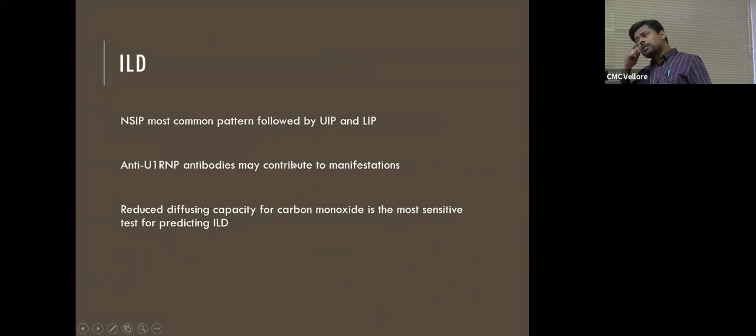So what is the commonest pattern in ILD? Non-specific interstitial pneumonitis is the commonest pattern, followed by UIP and LIP. This is true for most CTDs except rheumatoid arthritis. All other CTDs will have NSIP as the most common pattern. Anti-U1RNP may contribute to the manifestations, but it's not proven. And reduced DLCO is the most sensitive marker to predict that somebody is going to get an ILD.